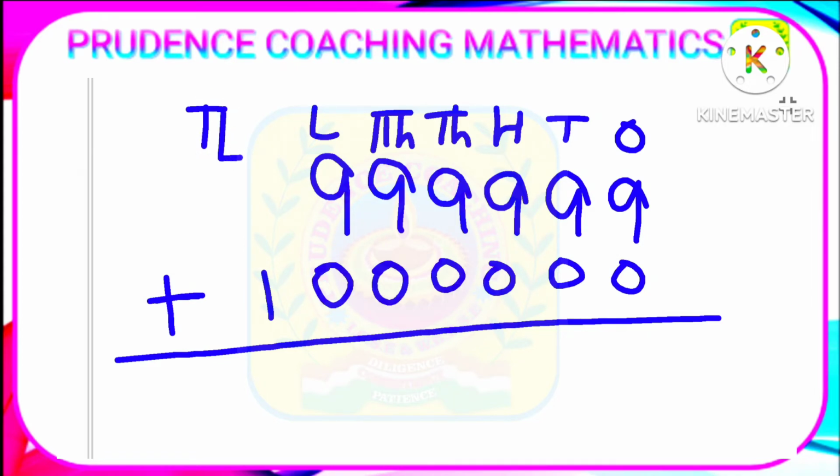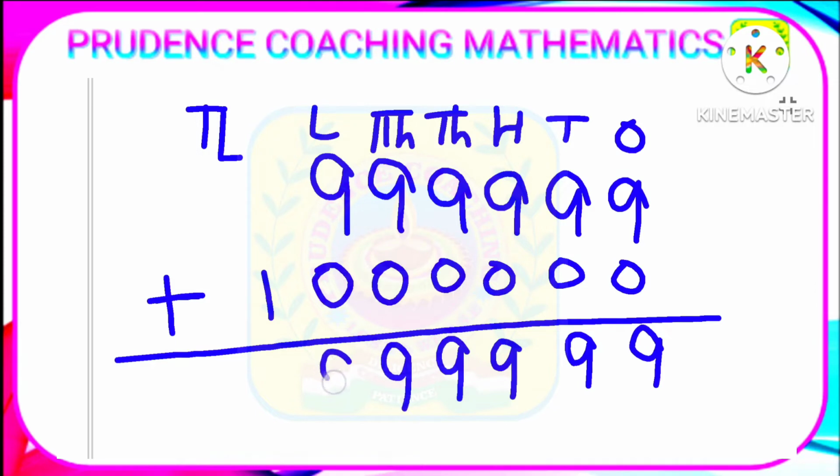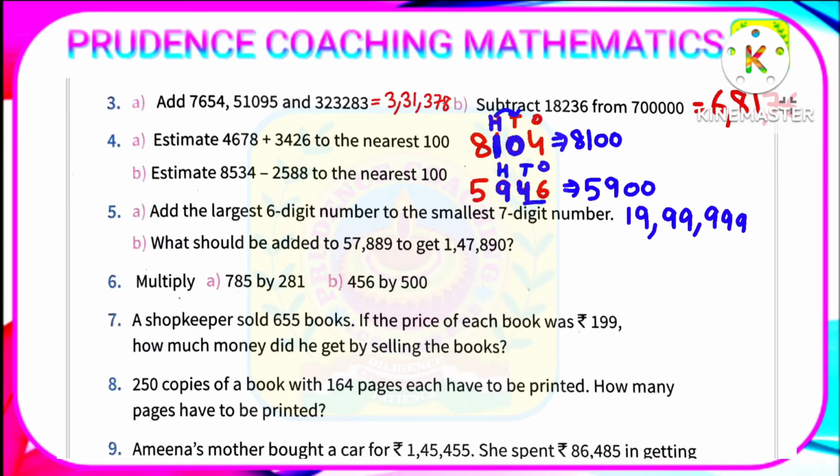you will get. So if you are adding 9 plus 0 is 9, 9 plus 0 is 9, 9 plus 0 is 9, here also 9 plus 0 is 9, 9 plus 0 is 9, 9 plus 0 is 9, and here we have 1. So we are getting 19,99,999. So this is our final answer.